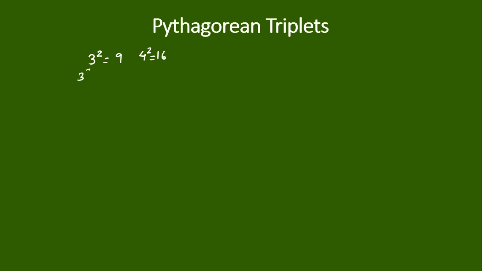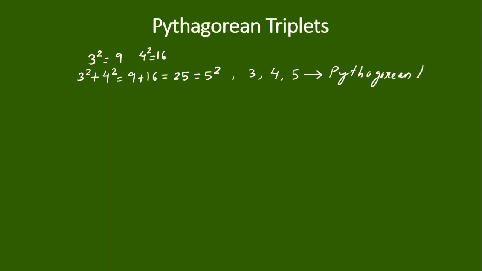Now, 3 square plus 4 square is equal to 9 plus 16. How much is this? That is equal to 25. And 25 is equal to 5 square. Now, this 3, 4 and 5 are known as Pythagorean triplets.